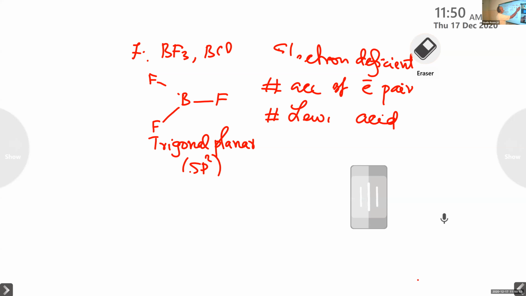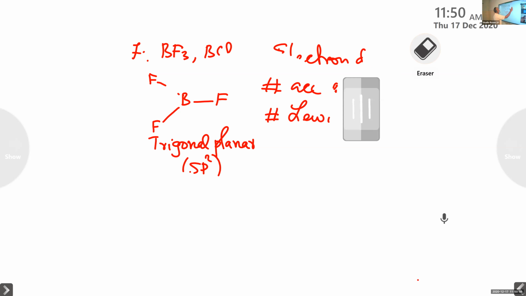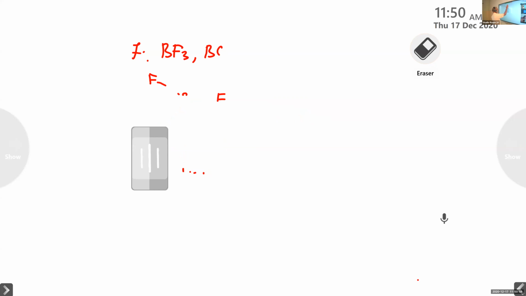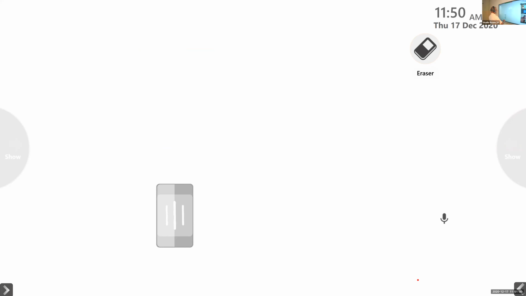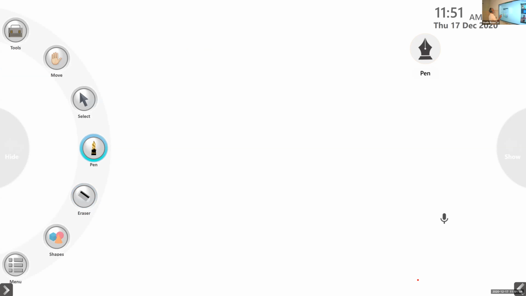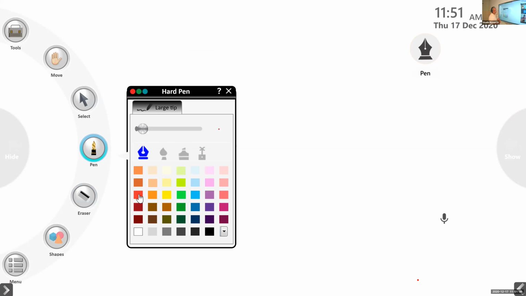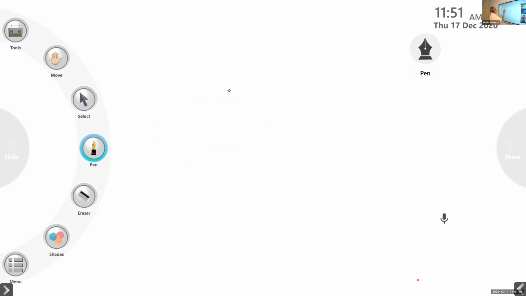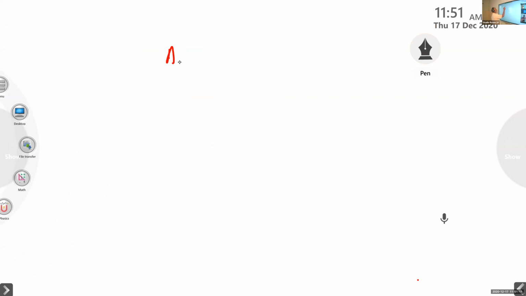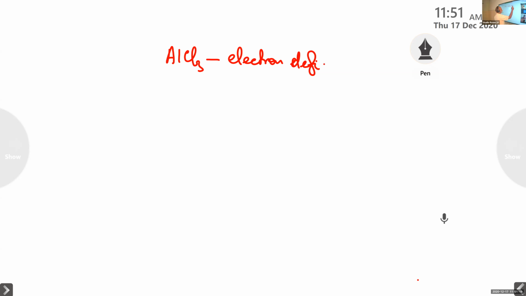Usually we write aluminum chloride as AlCl3. But aluminum chloride, AlCl3, is also electron deficient, and so it is also a Lewis acid.